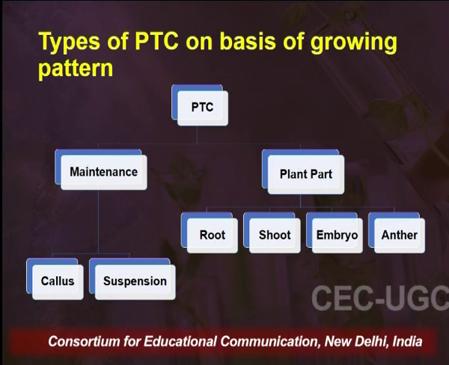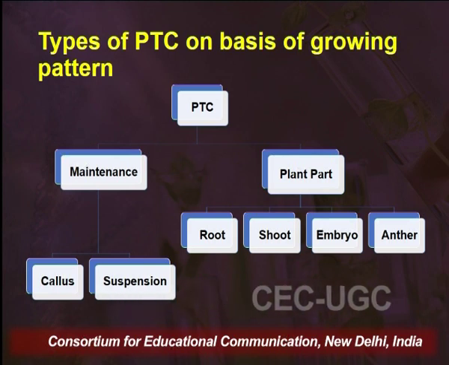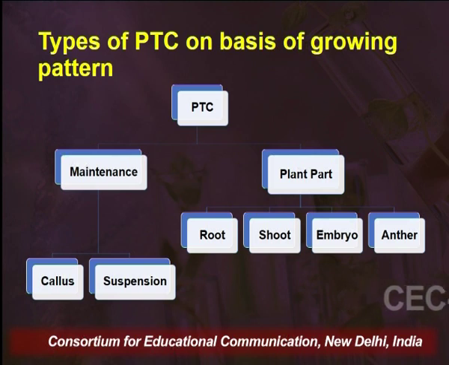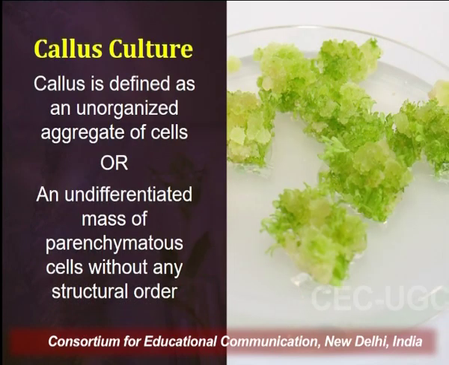Whereas on the basis of the explant or the plant part used, we have root cultures, shoot cultures, embryo cultures, anther cultures, endosperm cultures, and so on and so forth, depending upon the type of the explant you are using. So now we will discuss in detail different types of plant tissue culture, starting with the callus culture.